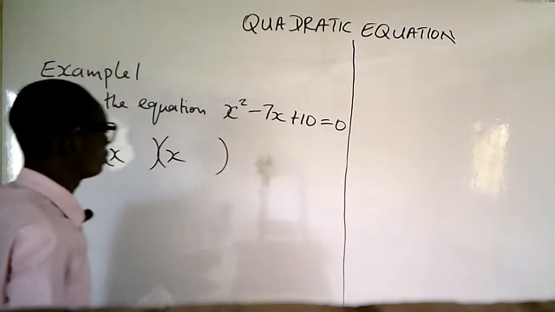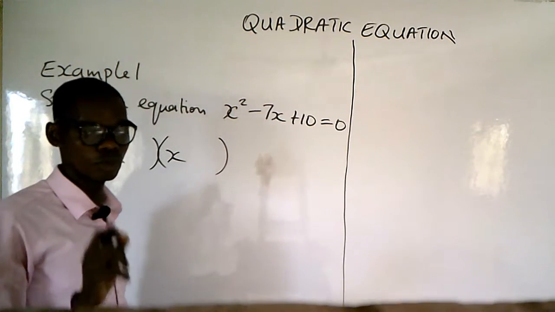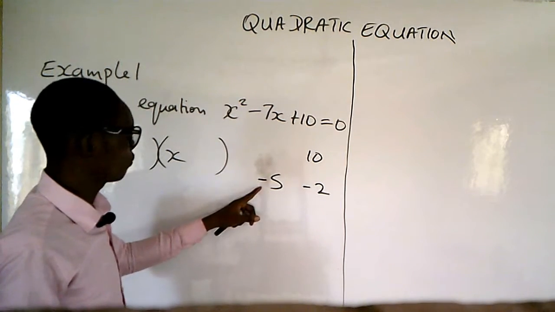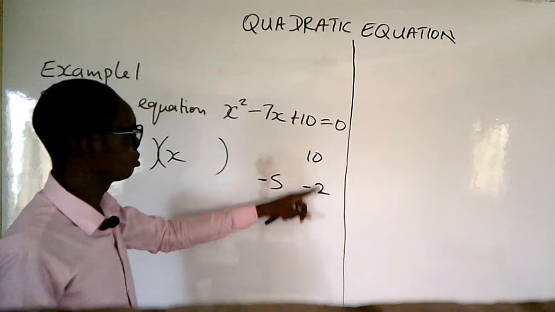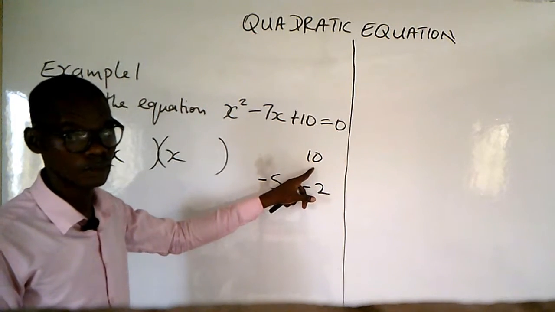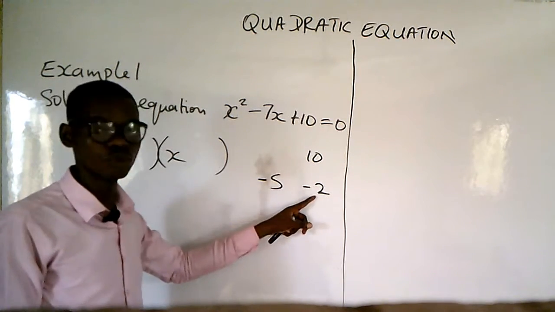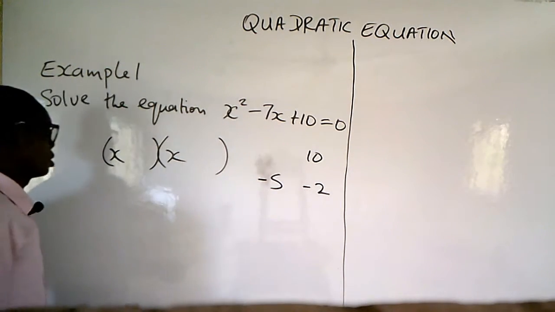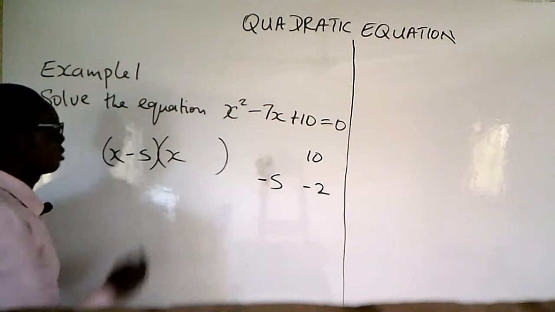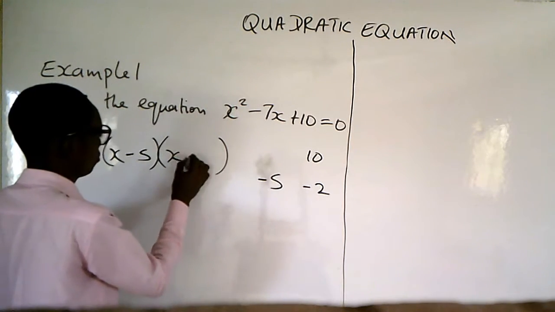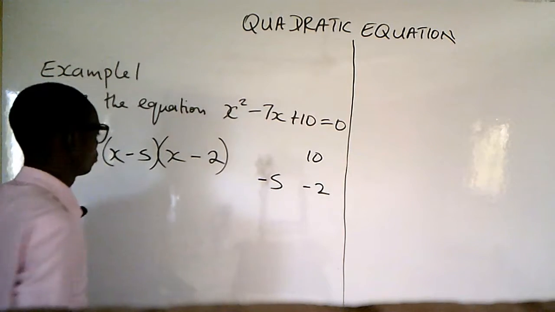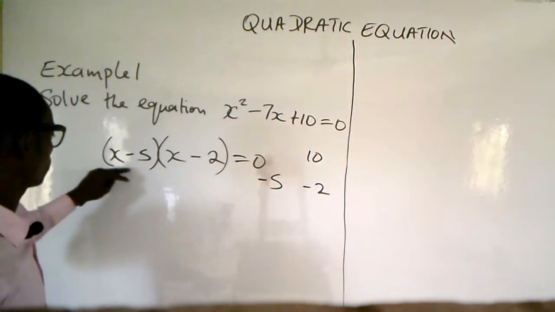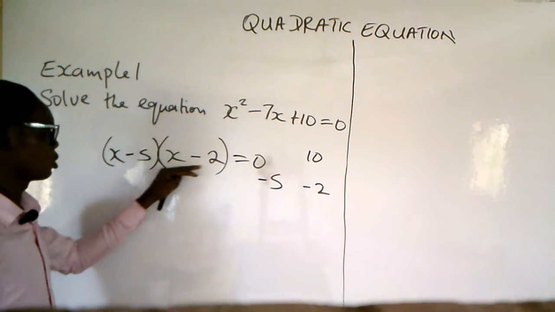Then the next thing is to look for two numbers. What are the two numbers? Minus 5 and minus 2. Minus 5 times minus 2 will give me positive 10, but minus 5 minus 2 will give me minus 7. So I will just come here and say x minus 5, x minus 2 equals 0.